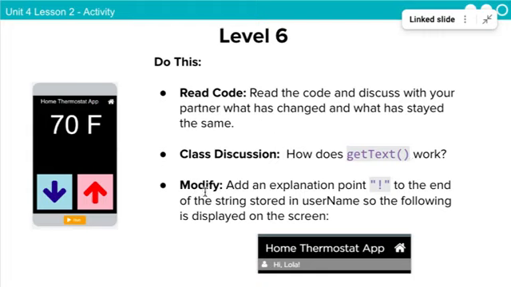Then I want you to make a modification. Add an exclamation point to the end of the string stored in username so the following is displayed on the screen. Okay, how can you make that modification? I want you to tell me how you did that in your journal, all right? Pause the video here so you can do that.